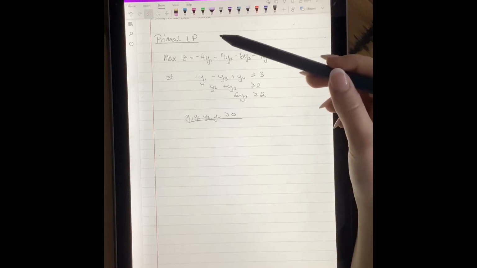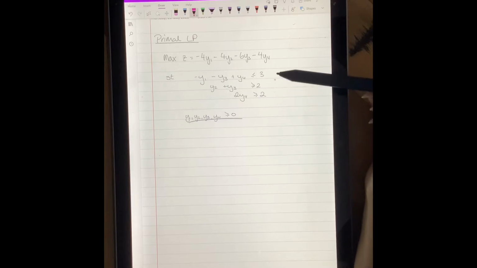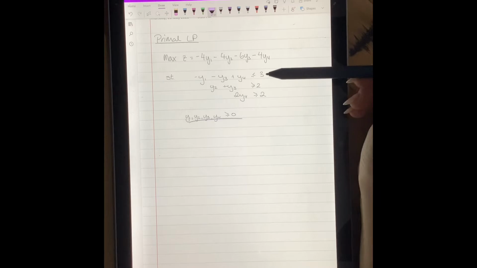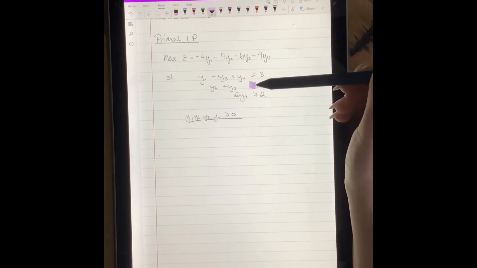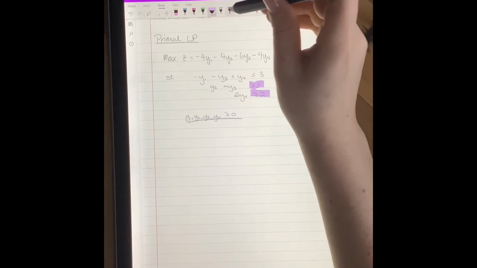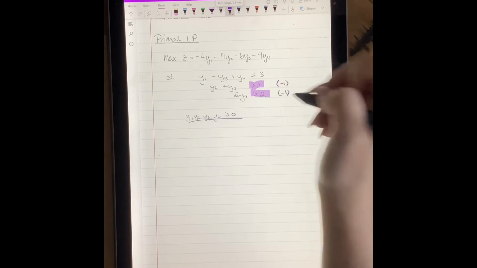To transform a primal LP into its dual LP, it must first be in a standard form. So for a maximization problem, it means that all the constraints must be less than or equal to. So these two must be transformed. So we multiply both sides by -1.